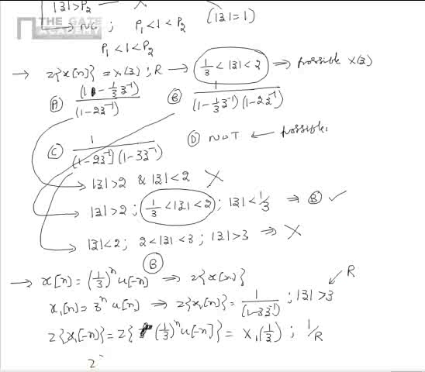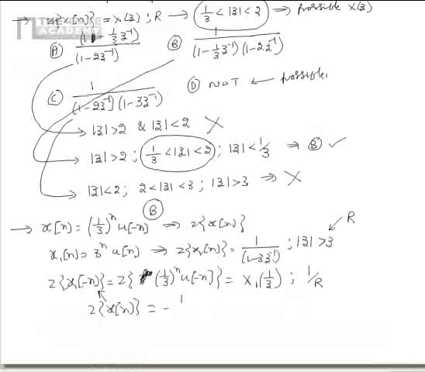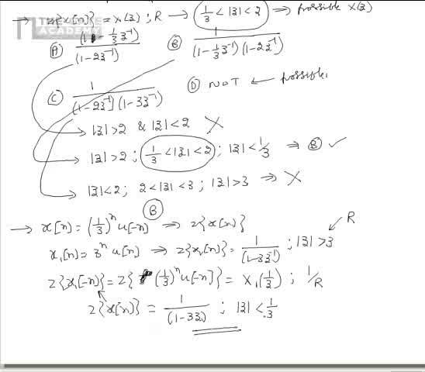From this, we see that the z-transform of x(n), which is equal to x1(-n), can be written as 1/(1 - 3z), and the corresponding ROC is |z| < 1/3. So this is the required z-transform and the corresponding ROC.